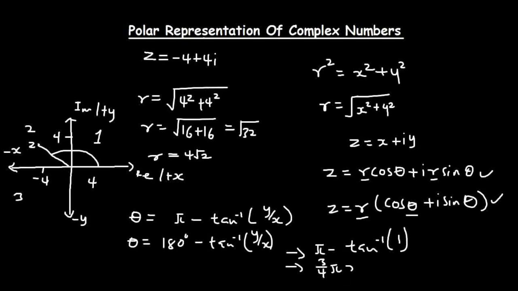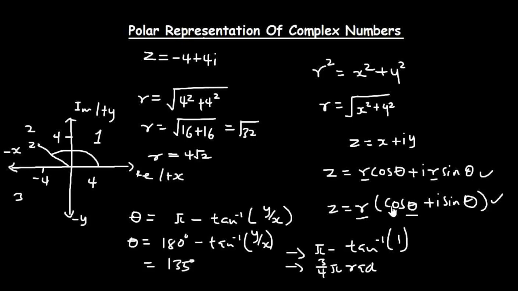That's in radians. If you want your answer in degrees, you can use this formula: 180 degrees minus the tan inverse of 1. That gives us 135 degrees. So if you use the second formula, this is the answer you get, and if you use the first formula, this is the answer you will get. Now we know the modulus and the argument.